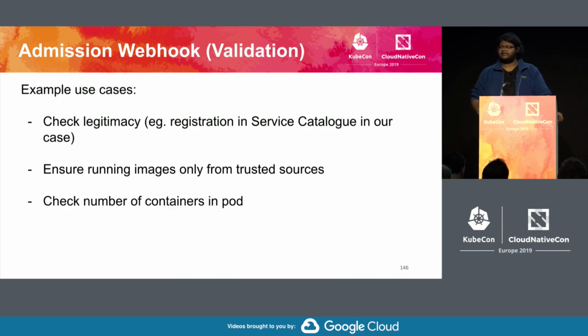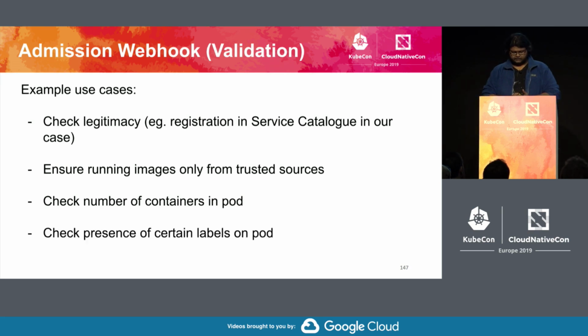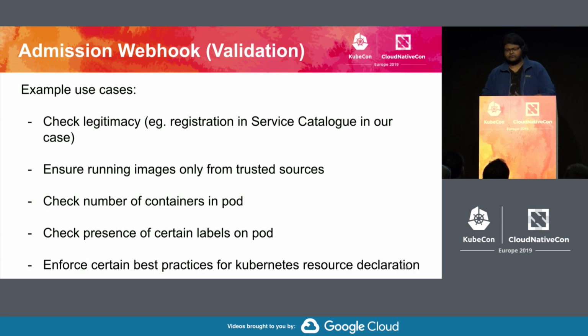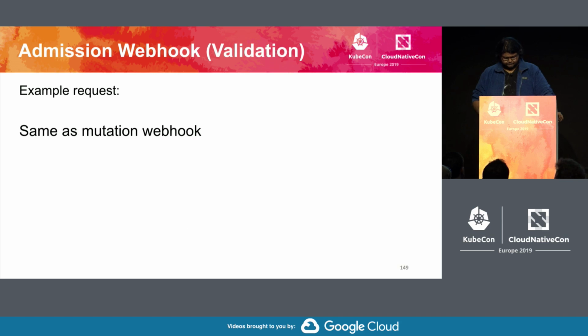You can also check the number of containers in the pod, which we have tested and found out that a large number of containers in one single pod makes some performance degradation for the Docker runtime engine on the host. So you can check that, and if the number of containers in the pod is higher, you can reject that request as well with a proper message. Then you can also check the presence of certain labels or even environment variables, if you want, on the container or on the pod. Also, you can enforce certain best practices for the Kubernetes resource declaration, like how the label keys will look. You can verify them and validate them.